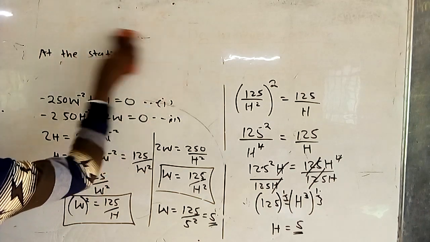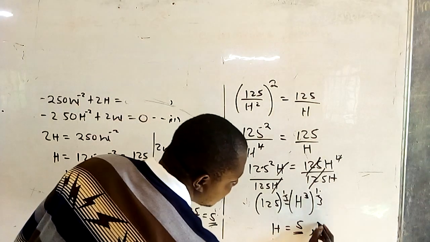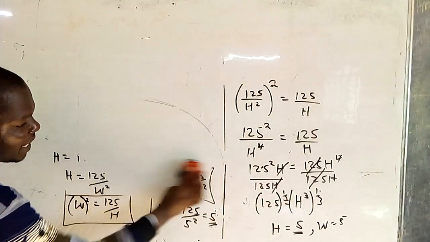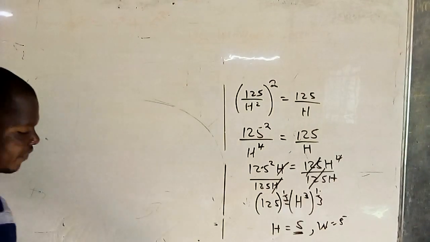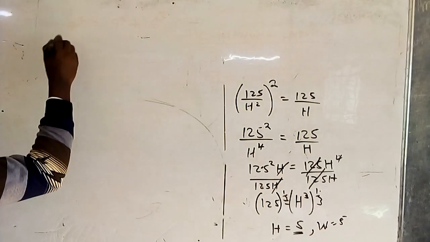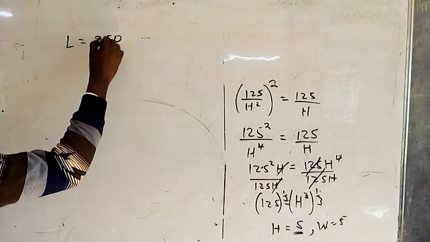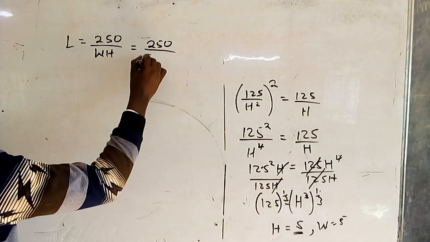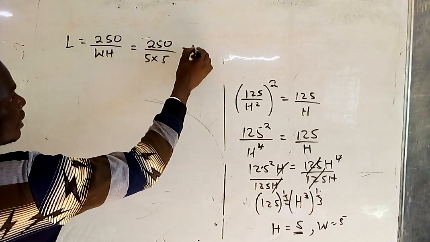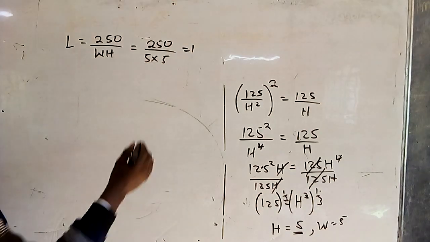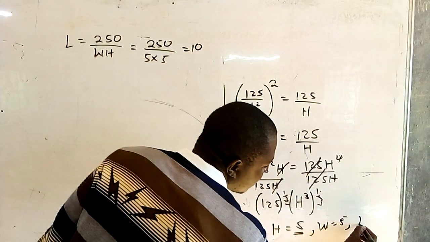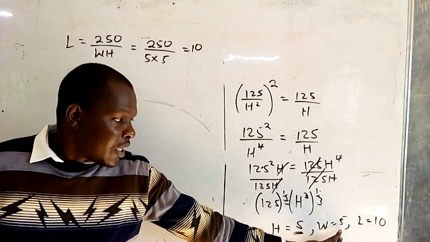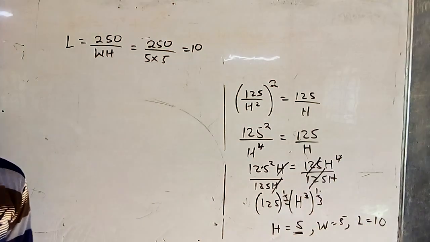Is that okay? We found w also to be 5. So let us go back to our original problem. What did we have? The first thing we had is we need to get L. Remember our L was 250 over WH, meaning it is 250 over 5 by 5. So you get 10. So it means the length is 10.